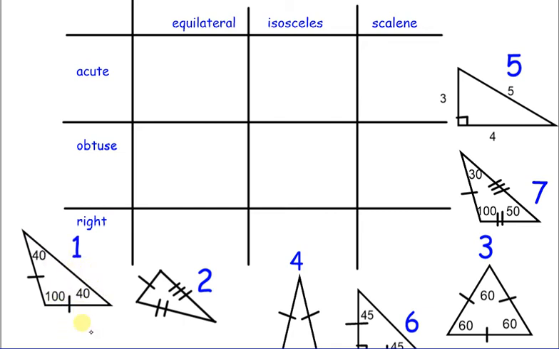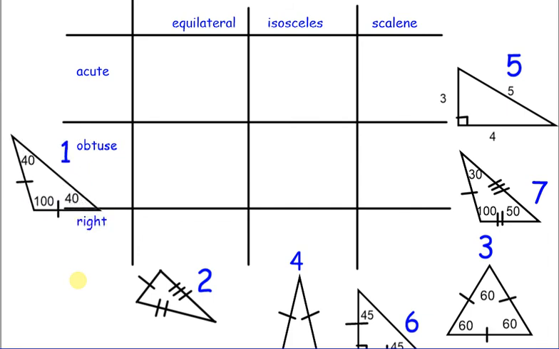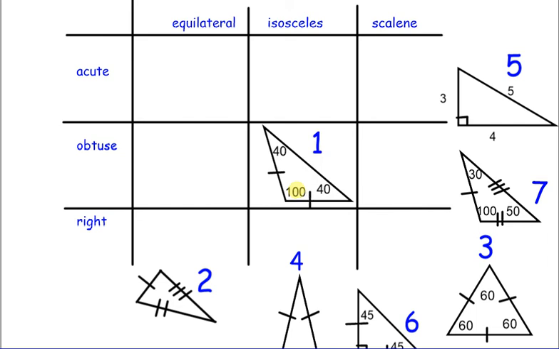So number 1 over here, it looks like this side is congruent to this side. So I have 2 equal sides, and that's going to tell me that I am somewhere in the isosceles category. But then it says this is a 40-degree angle. This is 40 degrees, and this is 100 degrees, and you'll notice those will all add up to 180. So if I have one angle that is over 90, that's going to be obtuse. So it's isosceles and obtuse.